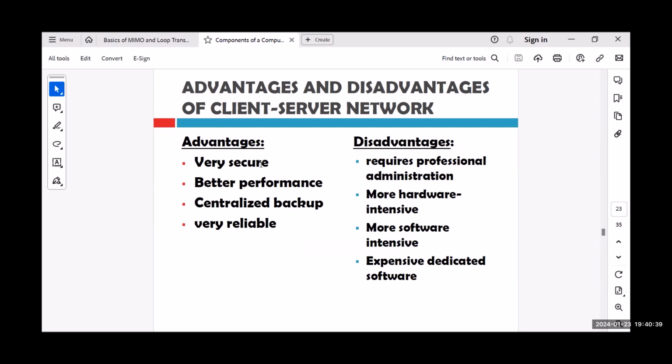The advantages, first and foremost, are that it is secure, it has a better performance, there is centralized backup, and it is reliable. With regards to the disadvantages, it requires professional administration, it is more hardware intensive, more software intensive, and expensive dedicated software is required for that as well.